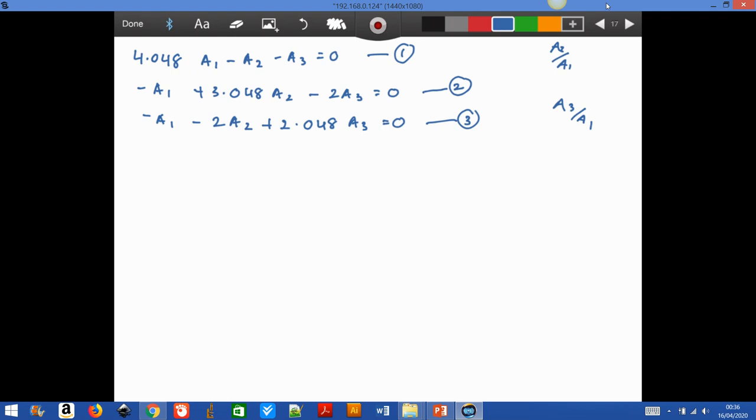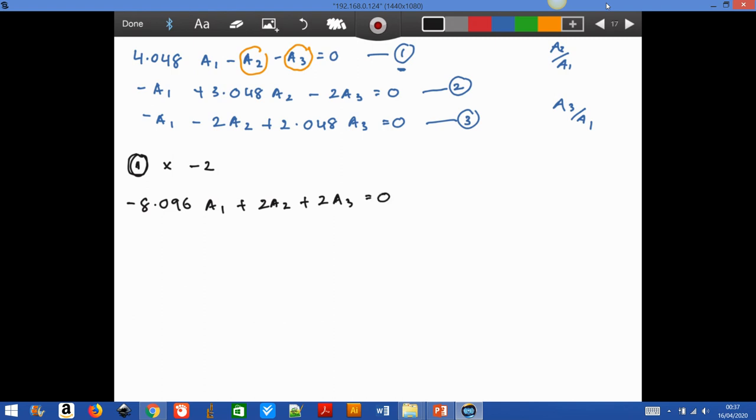Use your own ways in order for you to find it. What I normally do is that, basically the important part is that we need to get rid of either the term a2 or the term a3 in order for us to find the ratio. It depends on the situation. If, let's say, I multiply the first equation by -2, I will get -8.096 a1 + 2a2 + 2a3 = 0. Again, this is just math.